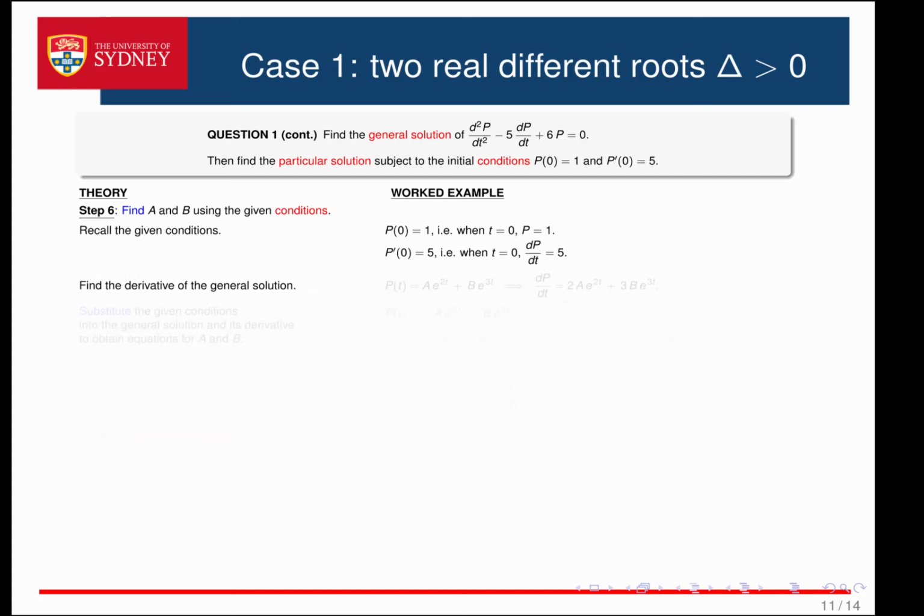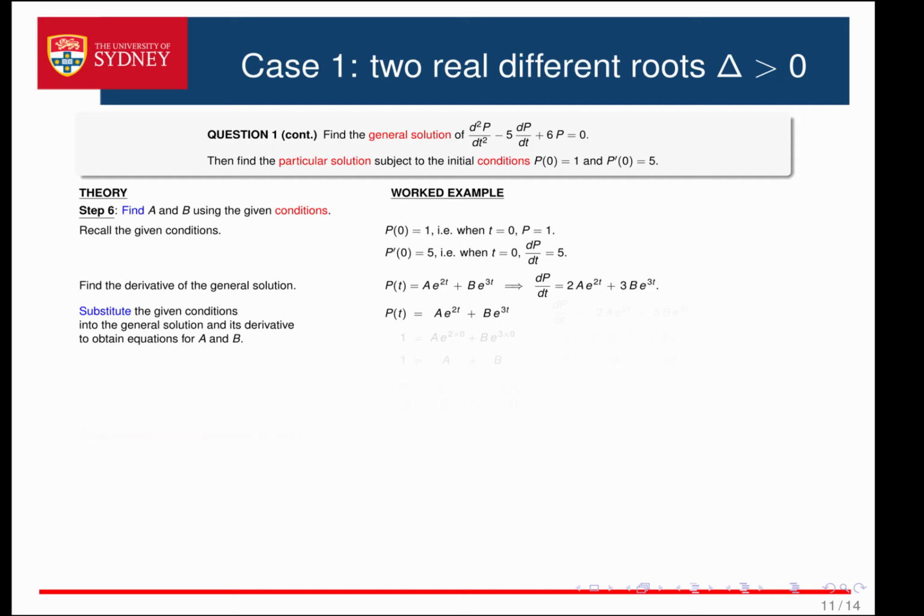Because the second condition tells us the derivative of p at t equals 0, we need to differentiate p to use this condition. Using the chain rule on each of the exponentials in the general solution gives us dp/dt equals 2a e to the 2t plus 3b e to the 3t. We now substitute these conditions into the general solution and its derivative to obtain equations for a and b.